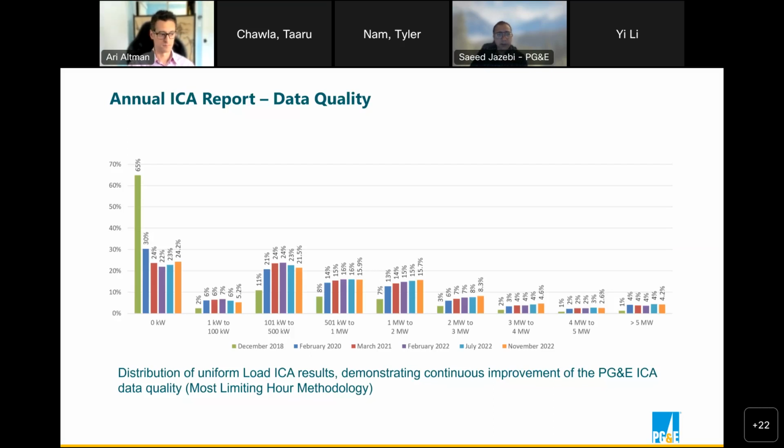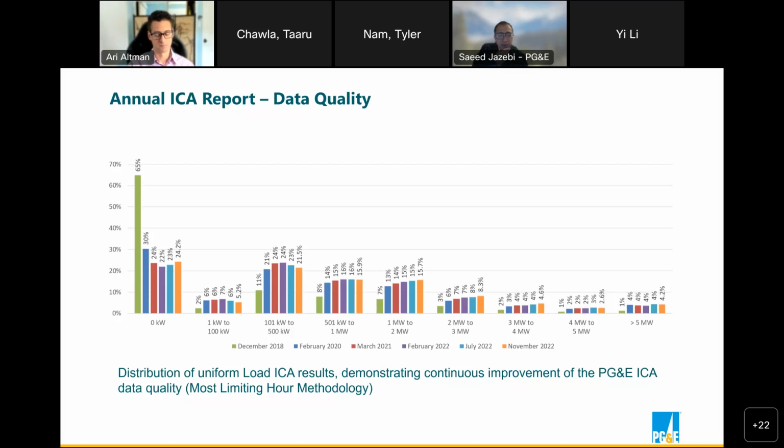I should also mention that this graph is directly taken from our annual report, so it shows the results for our November 2022 publication cycle. The results shown in our slide use the most limiting hour methodology, so it's the most conservative approach.